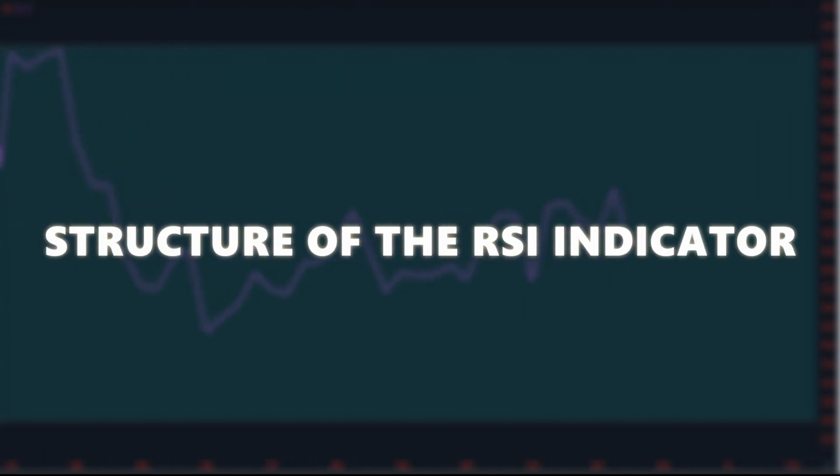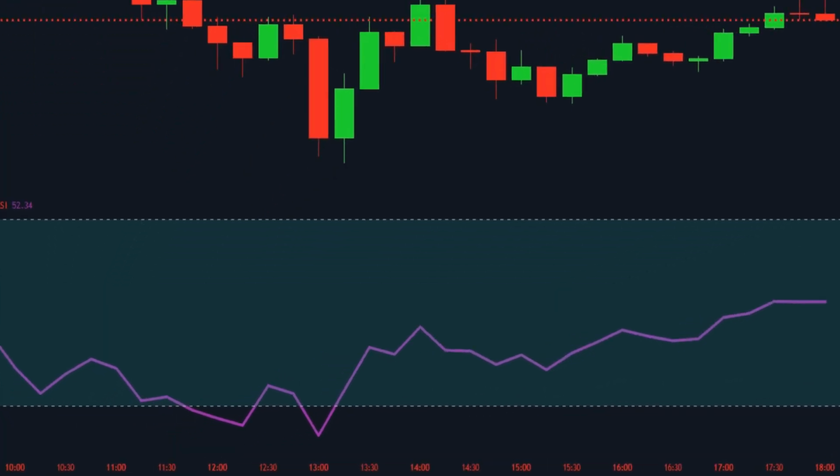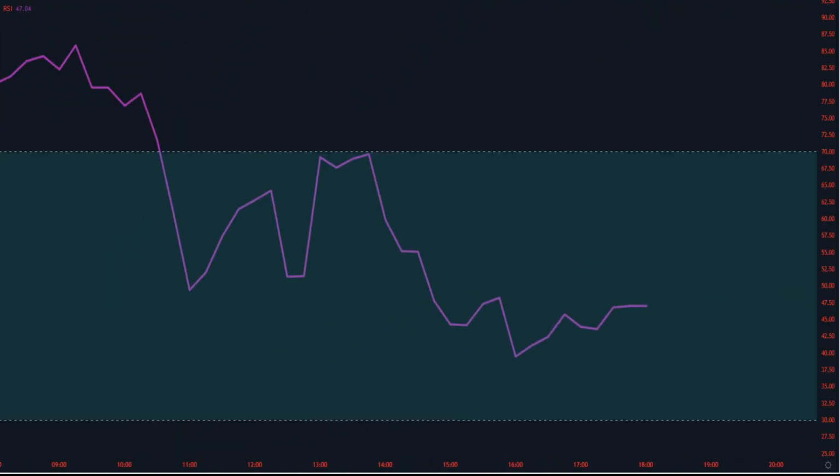Structure of the RSI indicator. The indicator usually attaches to the bottom of your chart in a separate horizontal window. The Relative Strength Index technical indicator consists of a single line, which fluctuates between 0 and 100. The area is separated into three primary zones.